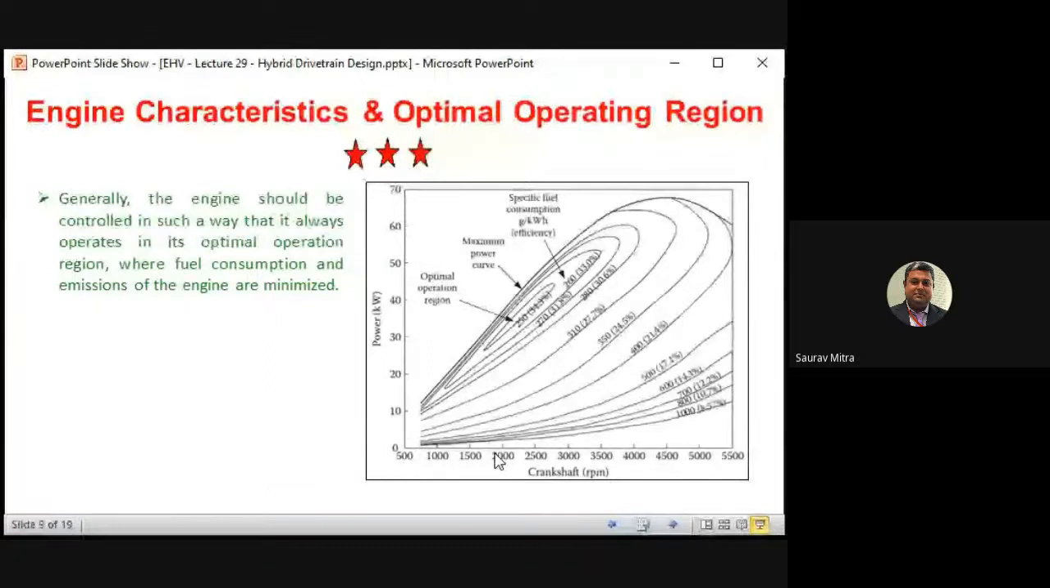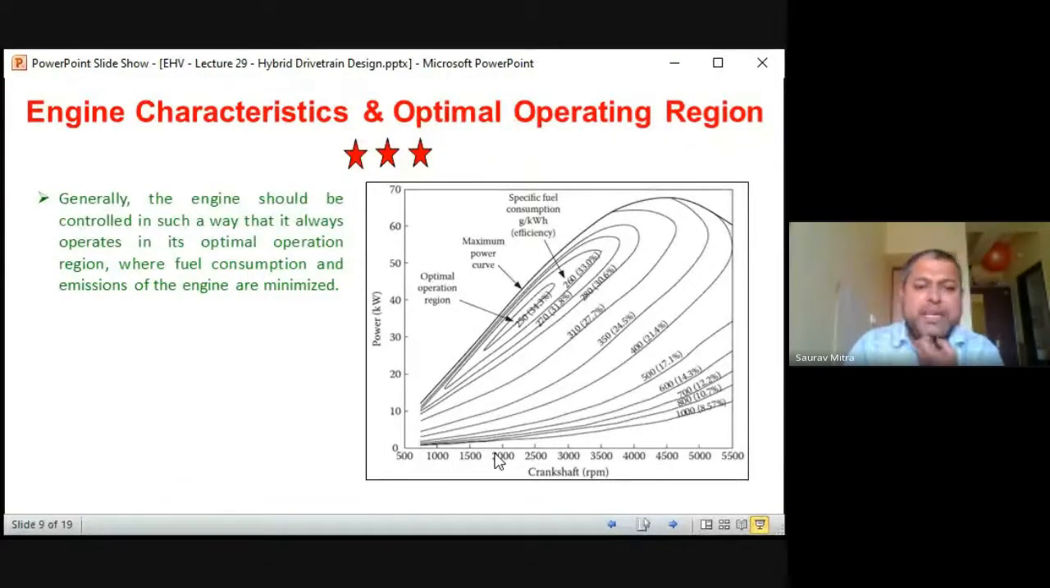And now what we are looking at is the engine characteristics and optimal operating region. We have seen all these things already. So here the x-axis is the crankshaft speed, that means how fast the engine is running. You are finding here it is up to 5500, and the y-axis is how much power is generated. So this is the engine characteristic and optimal operating region.